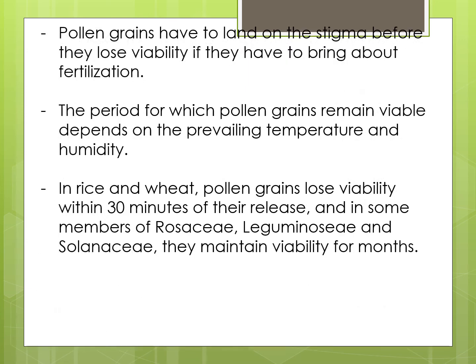Pollen grains have to land on the stigma before they lose viability if they have to bring about fertilization. The period for which pollen grains remain viable depends on the prevailing temperature and humidity. In rice and wheat, pollen grains lose viability within 30 minutes of their release, and in some members of Rosaceae, Leguminosae and Solanaceae, they maintain viability for months.